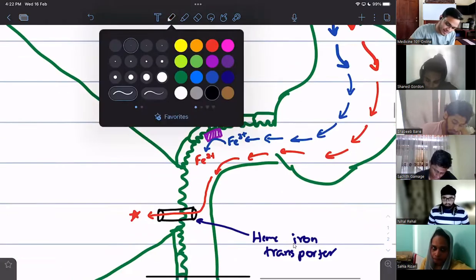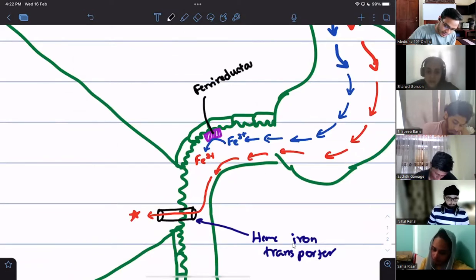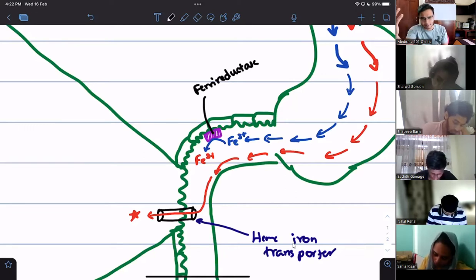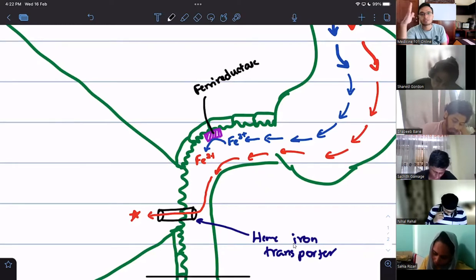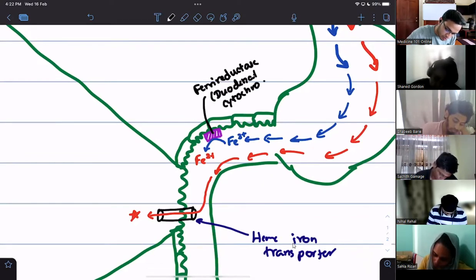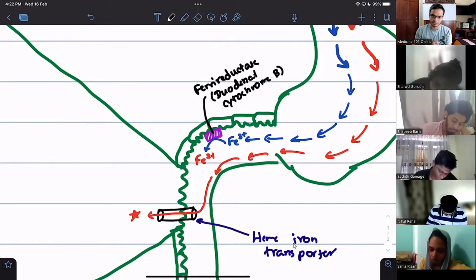Excellent, just like the function, ferric reductase. There is another important name for this. That name is not important in this chapter, but under genetic diseases, they use that name instead of ferric reductase. This is also called duodenal cytochrome B. Not important. If you remember ferric reductase for this chapter, that's more than enough. It does the reduction function, Fe3+ to Fe2+.